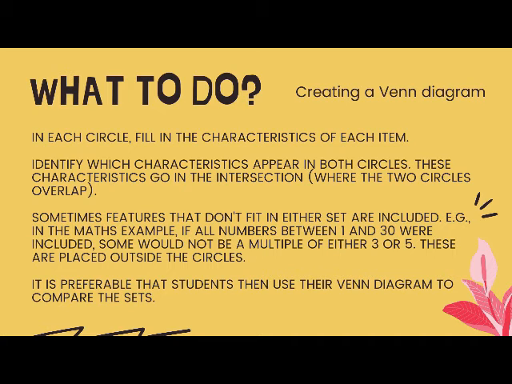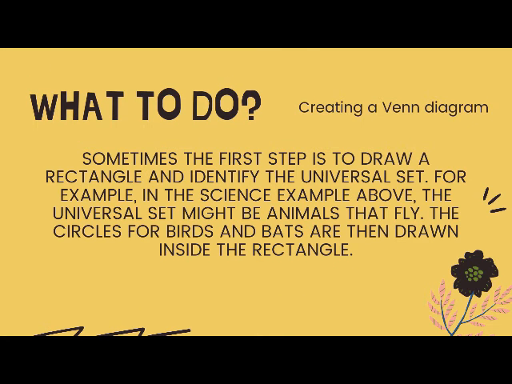Sometimes, features that don't fit in either set are included. In the math example, if all numbers between 1 and 30 were included, some will not be a multiple of either 3 or 5. These are placed outside the circles. It is preferable that students then use their Venn diagram to compare the sets. Sometimes, the first step is to draw a rectangle and identify the universal set. For example, in the science example above, the universal set might be animals that fly. The circles for birds and bats are then drawn inside the rectangle.